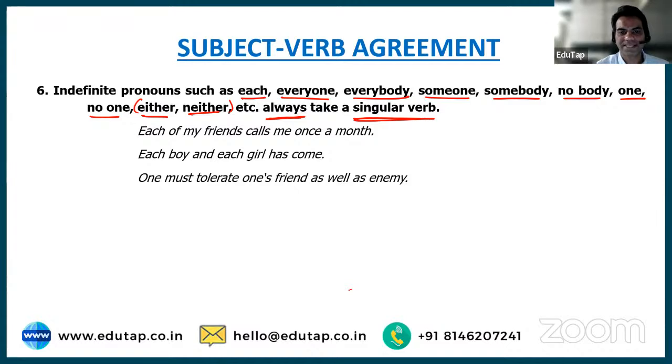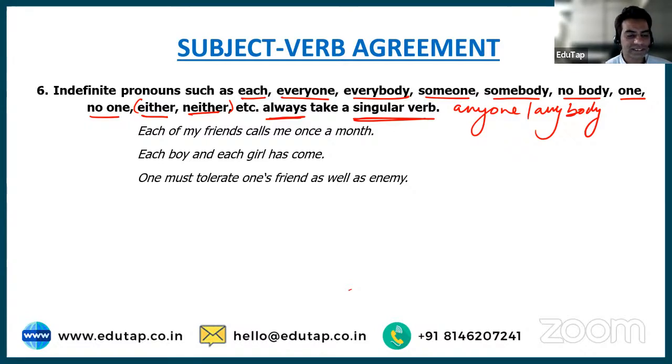Each means every single one, everyone, everybody, someone, somebody, nobody, no one, one, either means one of the two, neither means not even one of the two. So each, everyone, everybody, someone, somebody, no one, nobody. Now you can use two more words here, anyone and anybody, which are probably not given here. You can also add these two words. Now guys, if a sentence or a clause begins with any of these words, remember this with your eyes closed, the verb will always be singular. So guys, this rule has no exception to it.